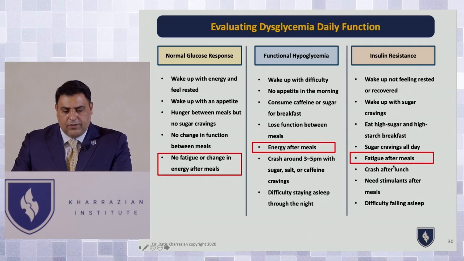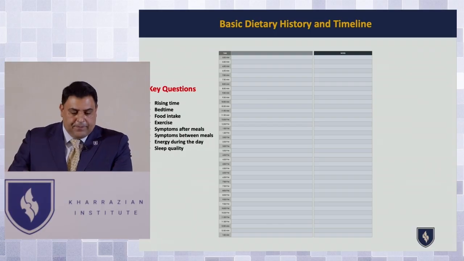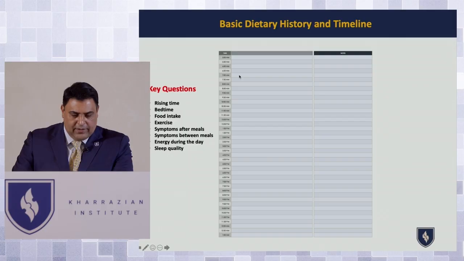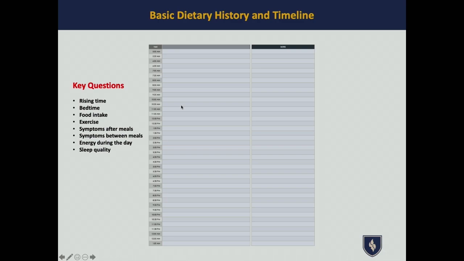Now, the other thing you want to do in your history that's very, very useful is to start asking them about a basic dietary history and timeline. Key questions to ask, and you can print one of these schedules out where it has time of the day, starting in the morning all the way to nighttime. For example, I just downloaded this off a site that has free forms.